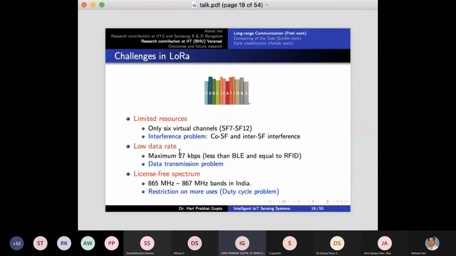LoRa has a maximum speed of 27 kbps, which is very slow. That is less than BLE or even RFID. So the speed LoRa supports is less than BLE. That is the second challenge.